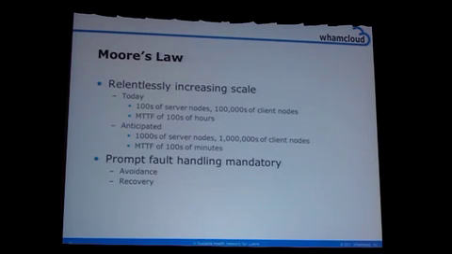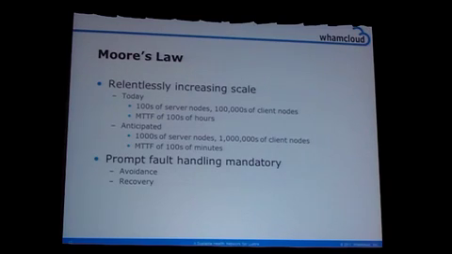So we all know about Moore's law and the fact that it's breathing down our necks the whole time, that machines are getting bigger and bigger. Heading towards exascale, we're talking about millions of nodes, thousands of server nodes. We're already, in the Fujitsu presentation, seeing vast numbers of server nodes. And in that case, prompt fault handling is going to be mandatory. We're used to MTTFs at the moment of hundreds of hours. That could come down to hundreds of minutes.